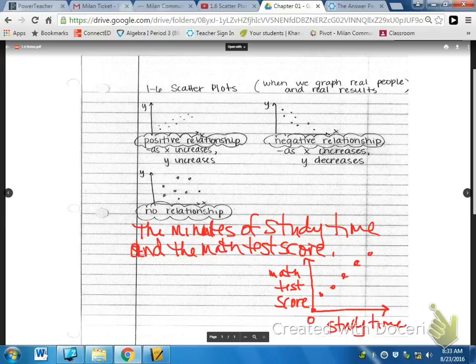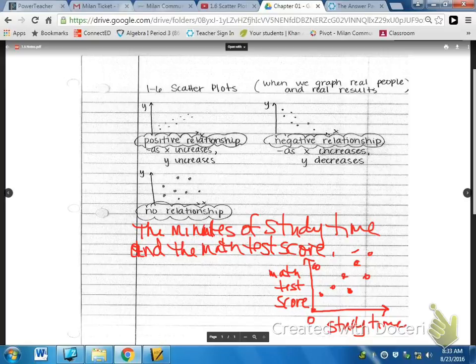Now, is that going to be perfectly true for every person? No. There could be those poor kids that study for an hour and they still don't score a high math test score. It's not a perfect science. There's nothing that says if you study for 30 minutes, you're going to get this grade, or if you study for an hour, you're going to get this grade. That's why there are scatter plots. It's not in a perfect line, kind of like I got here. It really would be somebody's here and somebody's here and somebody's here.